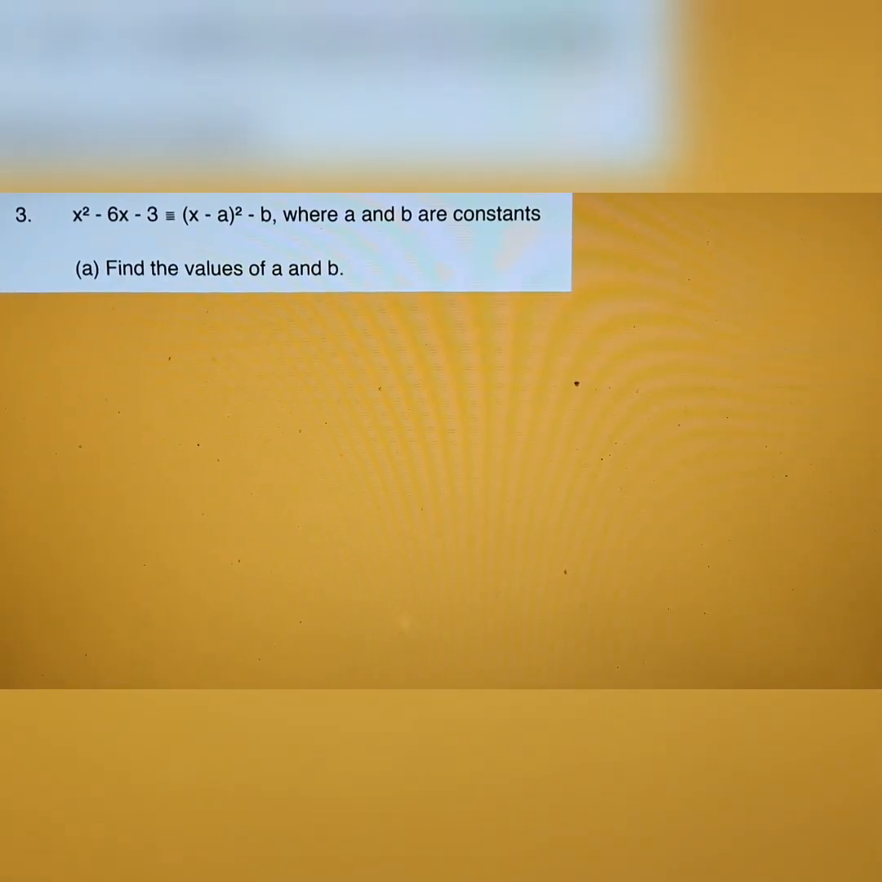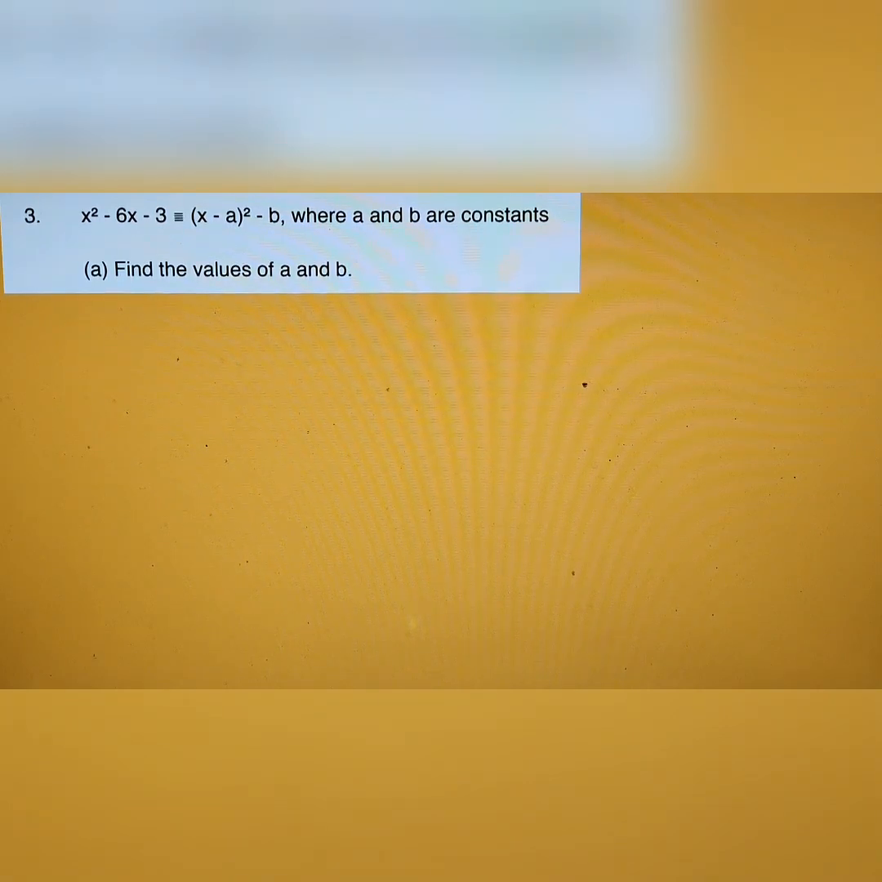Next question, remember you can pause the video whenever you want to and have a go yourself and then continue to press play to check if you've got the right answer. x squared minus 6x minus 3 is identical to x minus a squared minus b, where a and b are constants. You may have already come across this identity symbol.